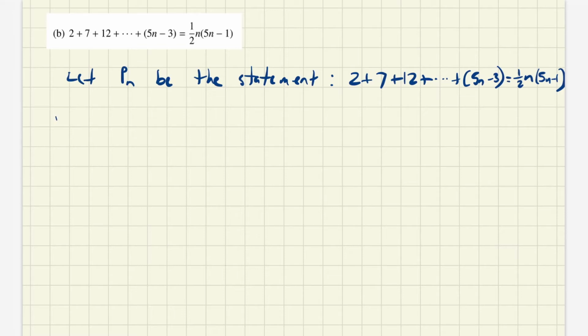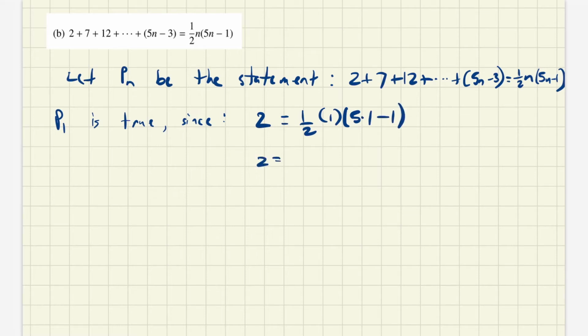since, now let's show that. On the left side, P sub 1 means the first term, so that's just 2. On the right side, you plug in 1 for n, so you get 1/2 times 1 times 5 times 1 minus 1. If you simplify that, it becomes 1/2 times 5 minus 1, which is 4. And that's 2 equals 2, which is true. So we've shown that P sub 1 is true.